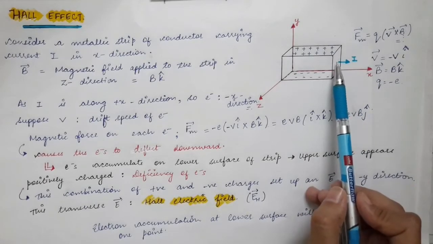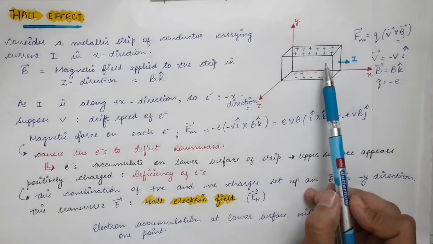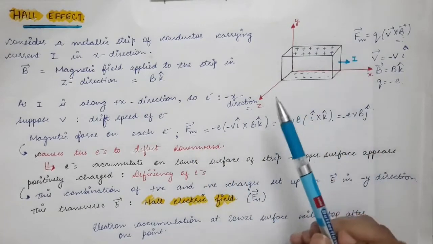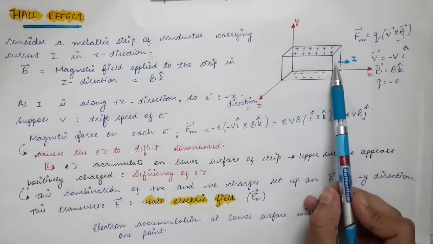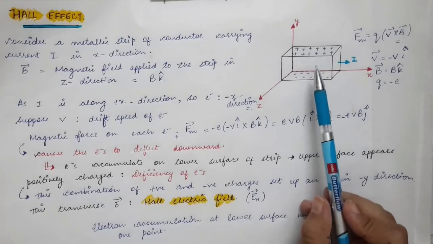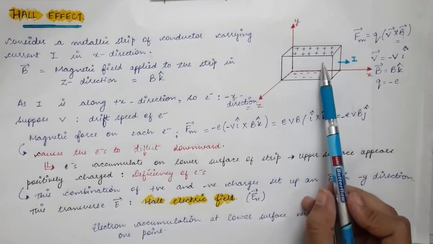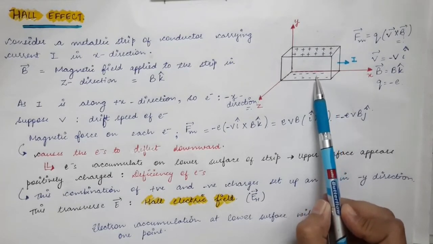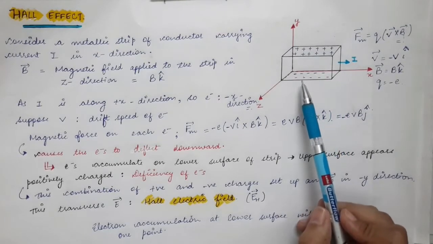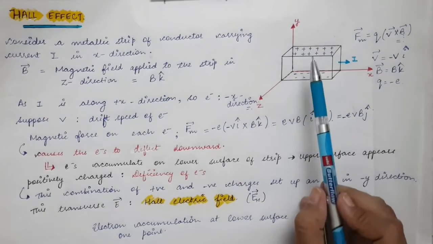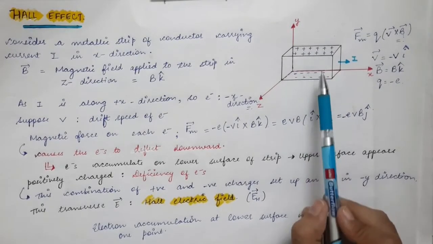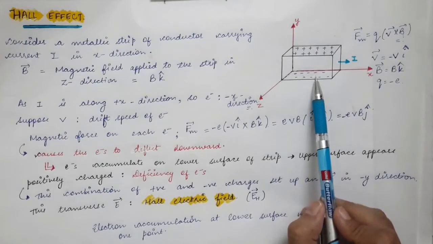As we have said, the electron experiences a magnetic force. We have applied a magnetic field and electrons were moving in this direction. So the electrons under the influence of the external magnetic field will be deflected in the downward direction. This is one force which is acting on the electron. But as you can see, with time, an electric field sets up across the two surfaces of the strip.